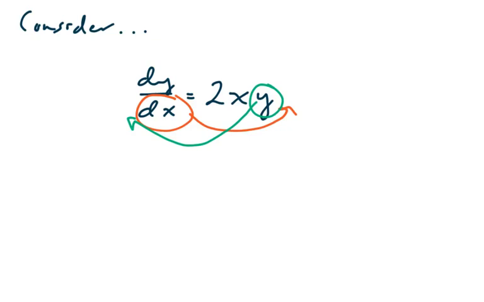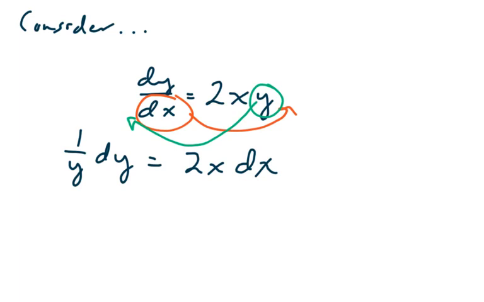And these two arrows both insinuate algebra. The red arrow is, of course, multiplying. The green arrow is dividing. So once we divide y to both sides, we get 1 over y. And once we multiply dx to the other side, we get 2x dx.